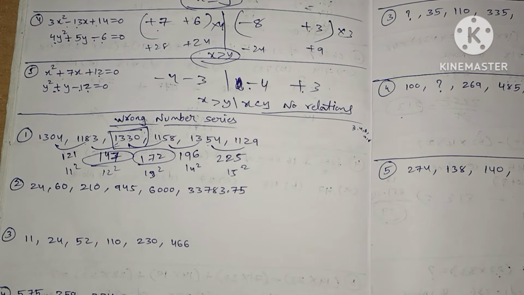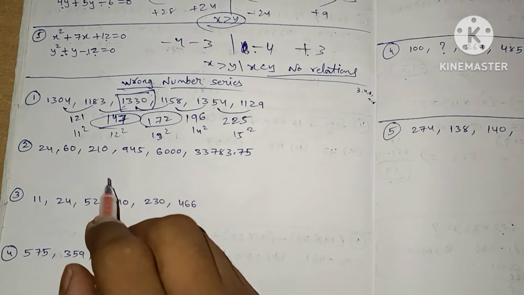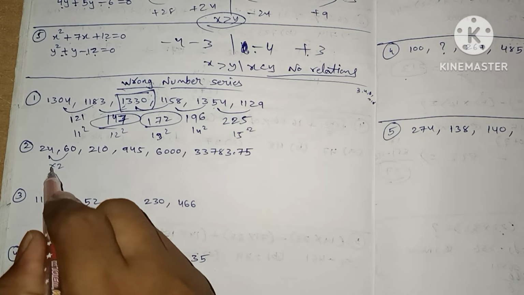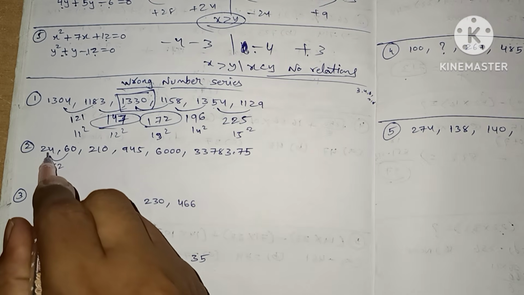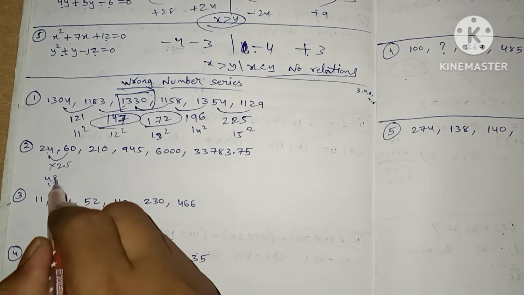Now we are going to see the second question. It is clear that these two numbers are familiar to me, as into 2 times is 48 and half of this one, which is 12, we get 60.